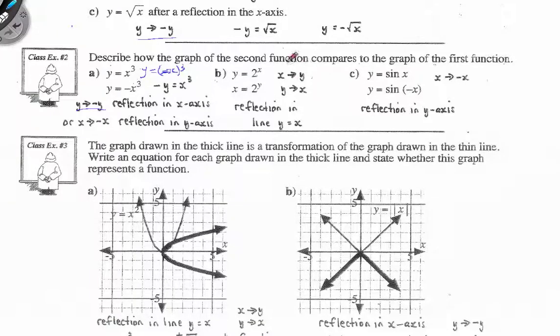In this one here, we've gone from 2 to the x to 2 to the y. X and y have been switched. So it's a reflection in the y equals x line. Sin x versus sine of negative x. All that's changed here is that x has become negative. It's a reflection in the y-axis.